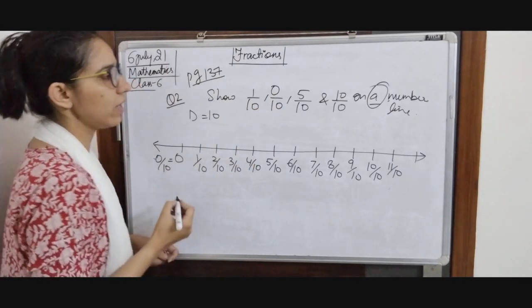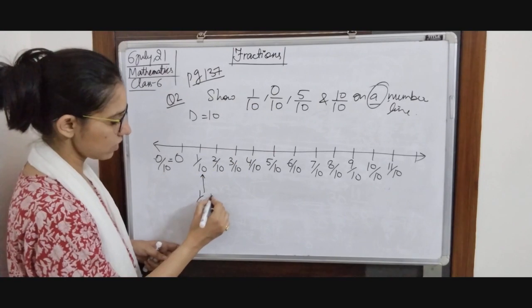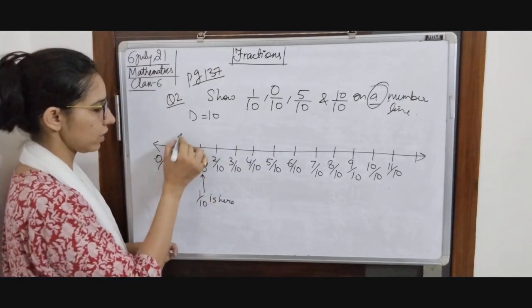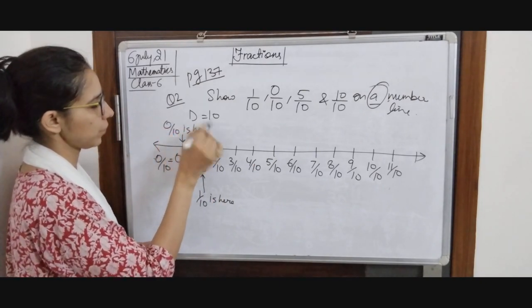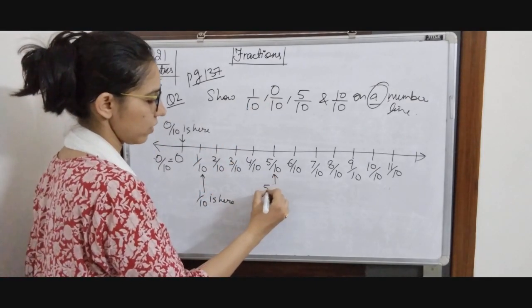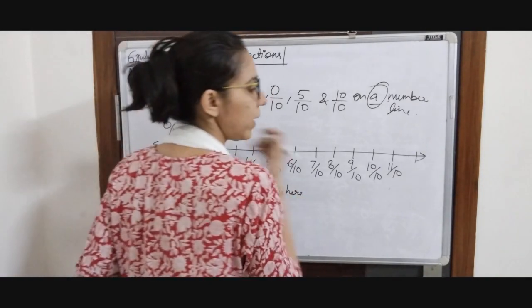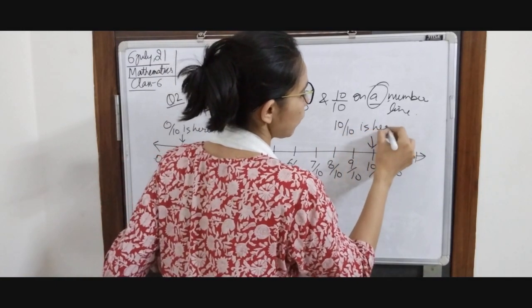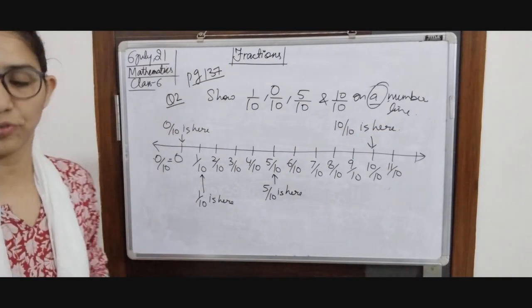So first we have to represent 1 by 10. So 1 by 10 is here. Where is 0 by 10? So 0 by 10 is here. I am going to write here, 0 by 10 is here. Next is 5 by 10. 5 by 10 is here. And next is your 10 by 10. So your 10 by 10 is here. So you have represented all the 4 fractions on a number line, and you see that it is quite easy to do that.